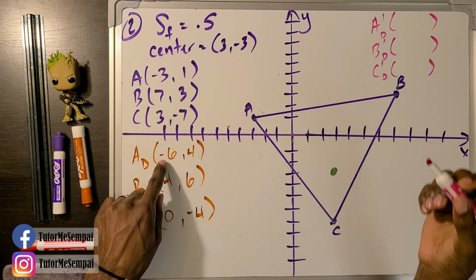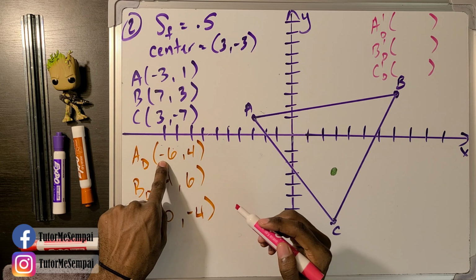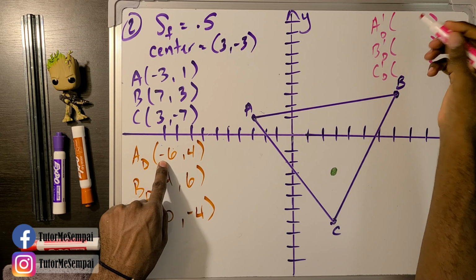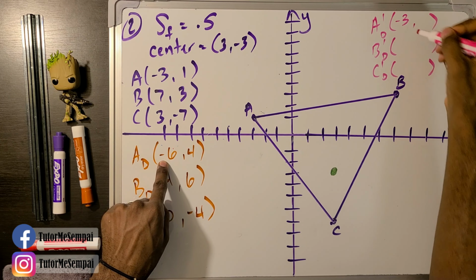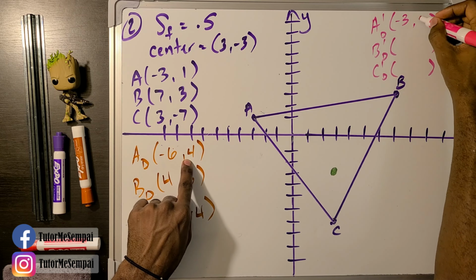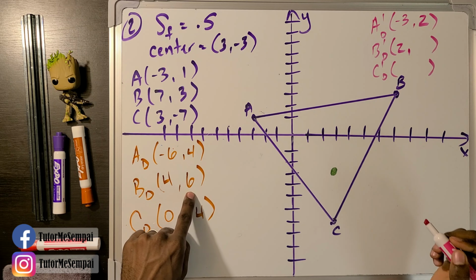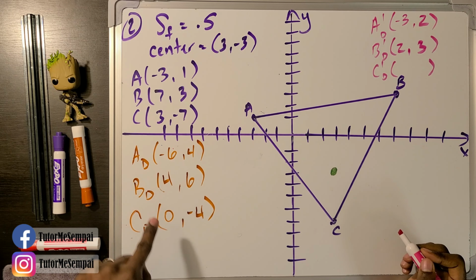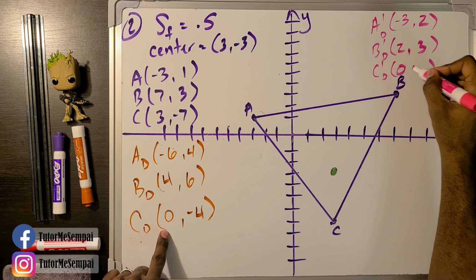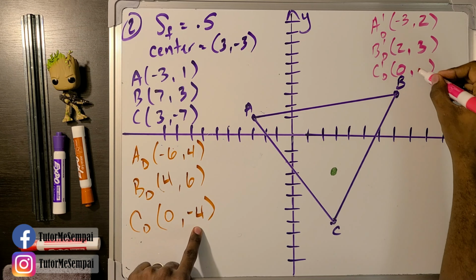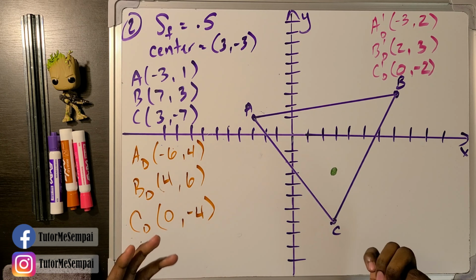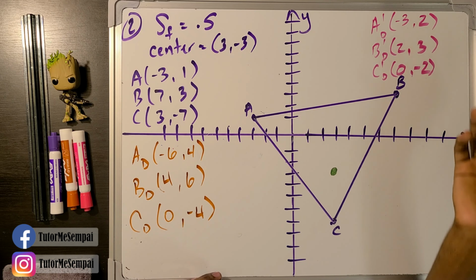So what do you get when you halve this -6? Well, -6, half of that is going to be a -3. How about half of 4? 2. Half of 6? 3. Half of 0? 0. And half of -4? -2.